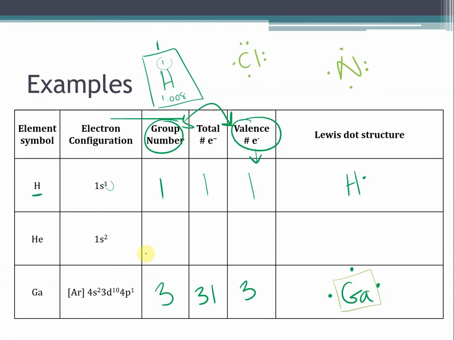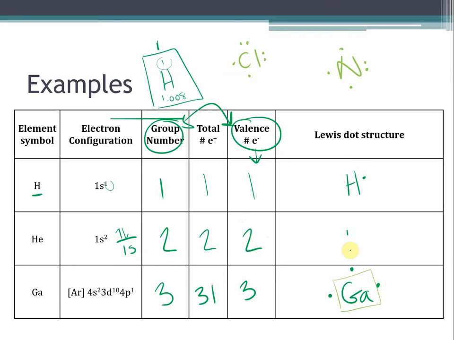Helium has the electron configuration 1s2. So if we were to put this back in orbital notation, we have one orbital, it's the 1s orbital, and it has 2 electrons in it. These electrons are sharing this orbital. So keep this in mind. Helium is in group number 2. It has a total of 2 electrons. Both of them are valence electrons.